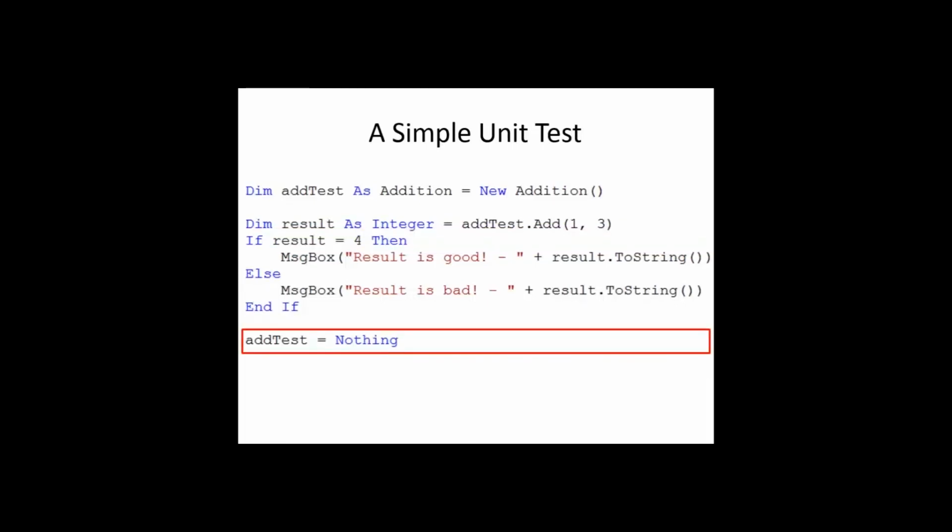And then finally, as part of my teardown, I basically get rid of the reference to the class that I just created, so that next time I run this, I will actually be using a new instance of the class. So a very simple example of how this can be applied in VB.